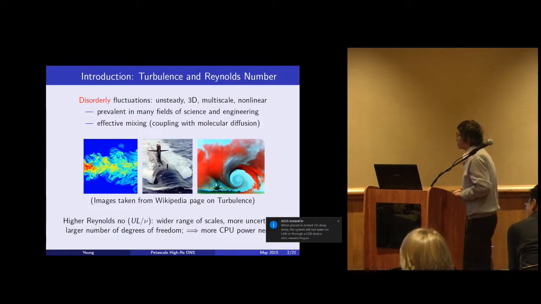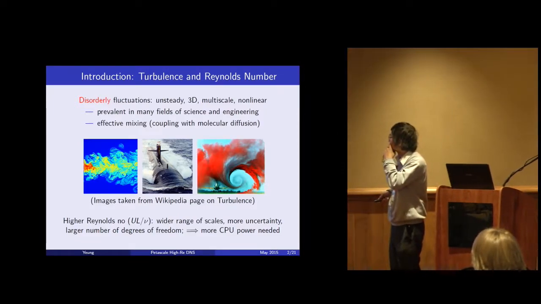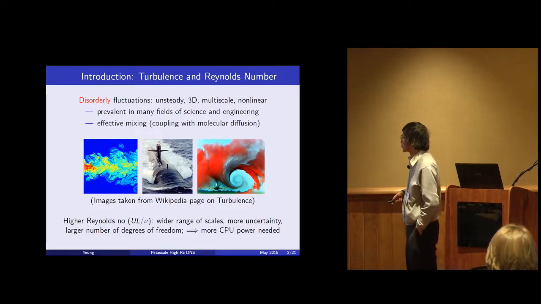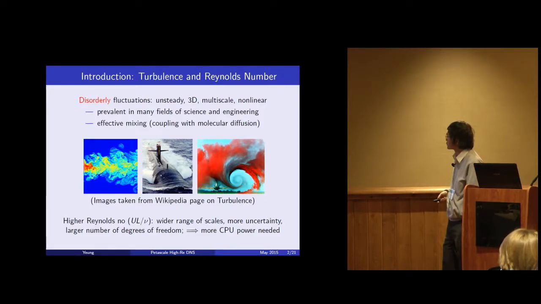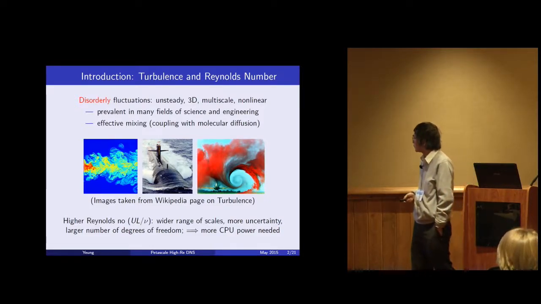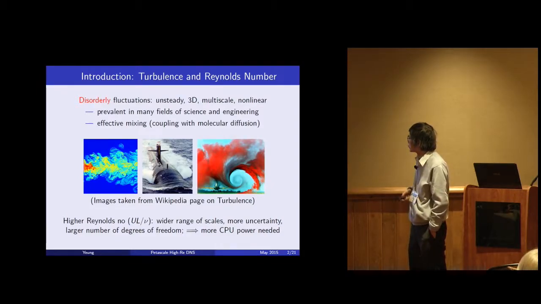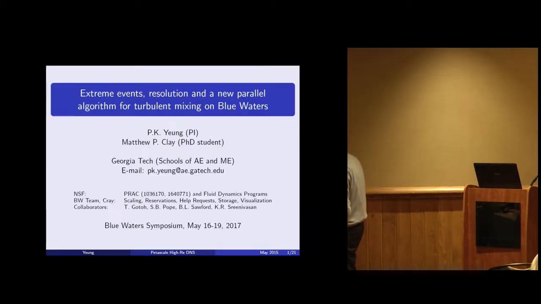So, as some of you may know, the main characteristic of turbulence is disorder and therefore a lot of uncertainty. The fluctuations are always unsteady and three-dimensional. They go over a wide range of scales, and they're also nonlinear. Turbulence is very common in many fields of science and engineering, and many times effective mixing, like what we see in the picture.